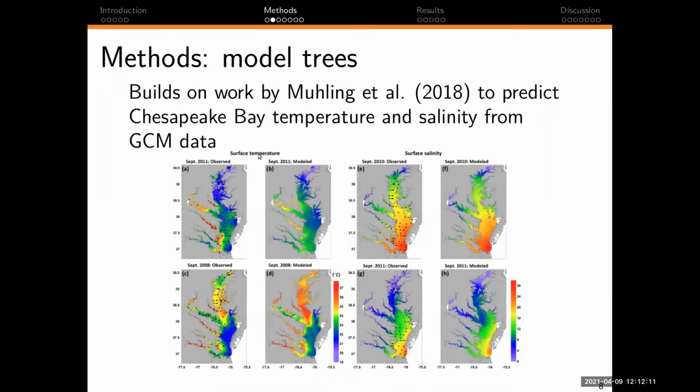So this left side here is the surface temperature. This is the observations, and this is the model predictions for an out-of-sample test period. And same thing for surface salinity on the right. So observed and then modeled. In both cases, matches the observed surprisingly well.